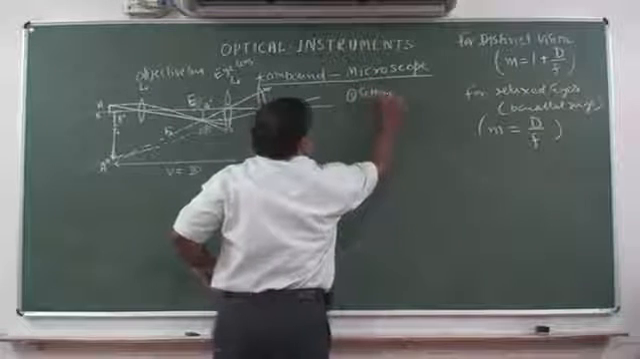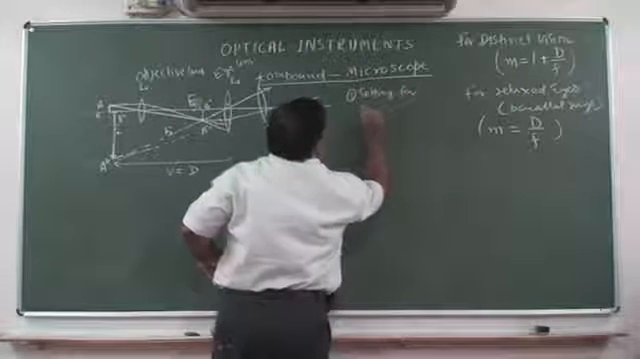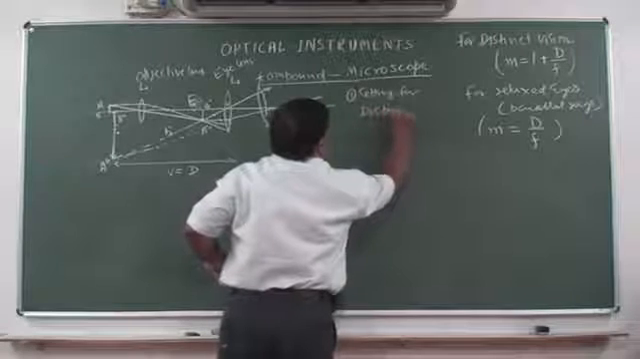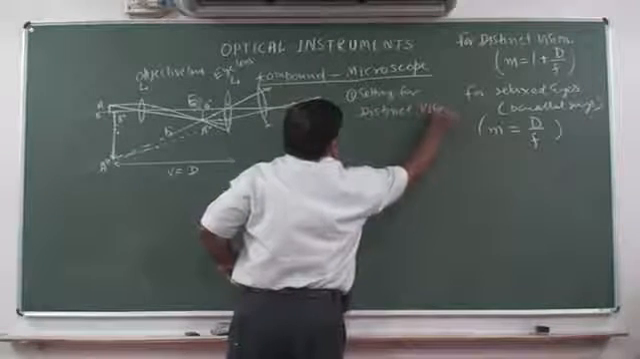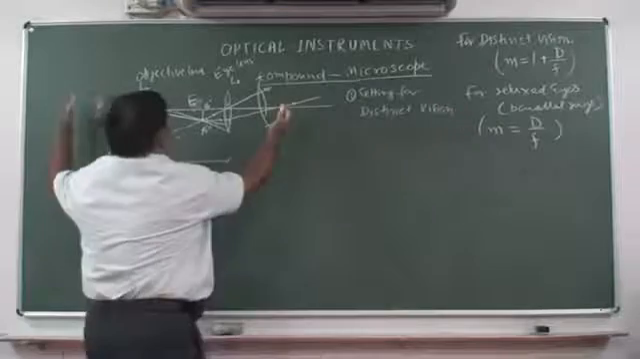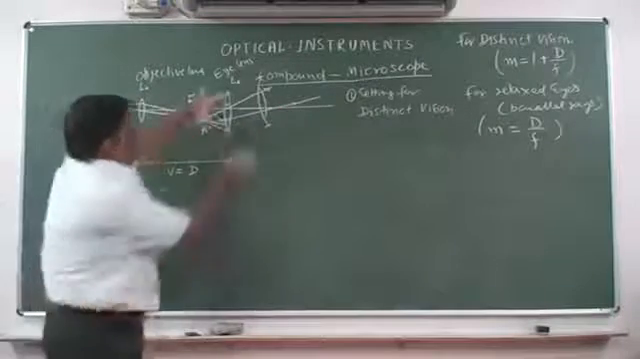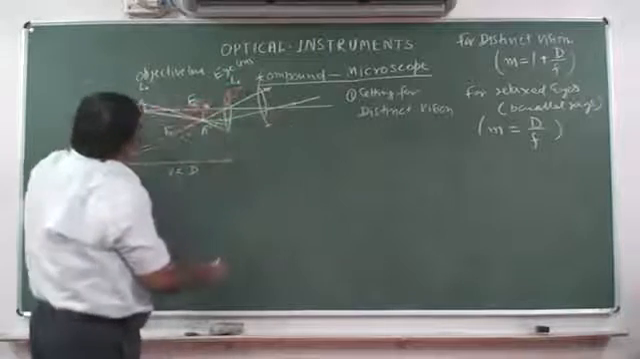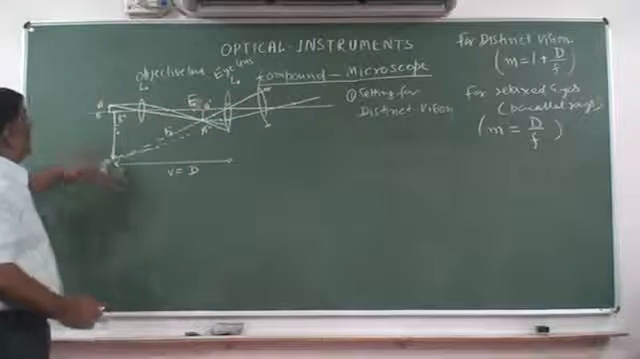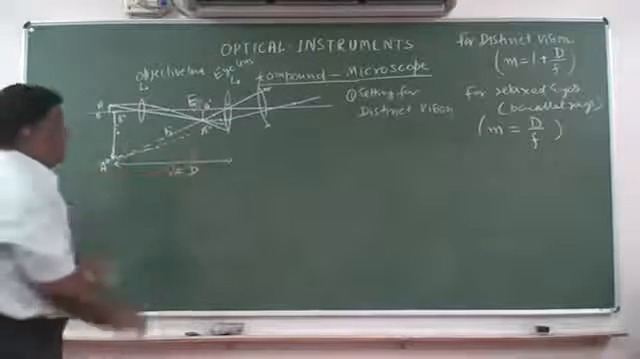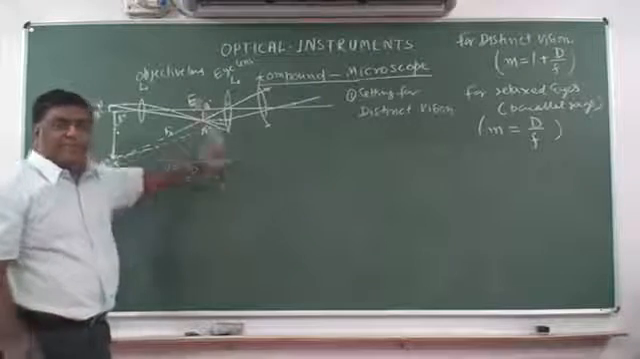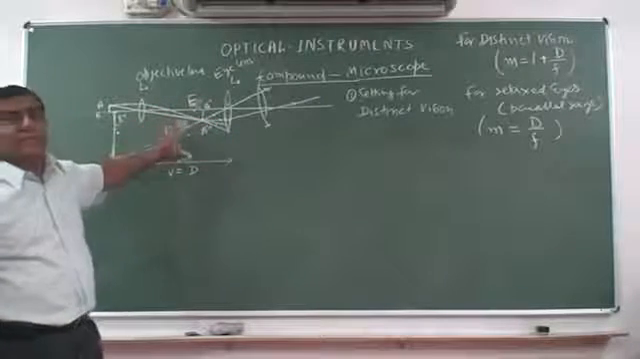Setting for distinct vision. Okay, this diagram you will remember, setting for distinct vision, and these rays must diverge and they will meet at a point which you will write as D. Okay, this is done. This is the ray diagram, this is the description.